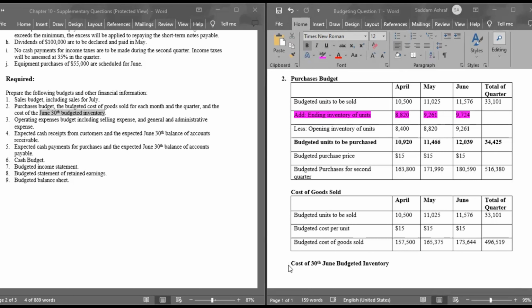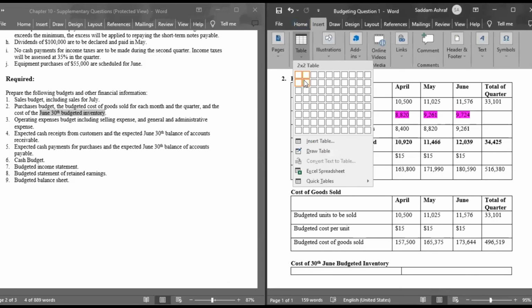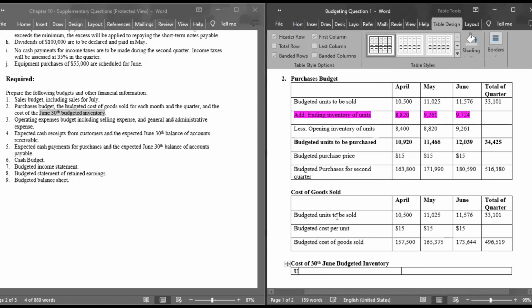We need to check the ending inventory of units on 30th June. We already discussed this in our question. 9724. Yes, exactly. So we just need to calculate the cost of these units. First of all, we should know about the number of units. So we will write it down as ending inventory of units on 30th June. So this is 9,724 units.